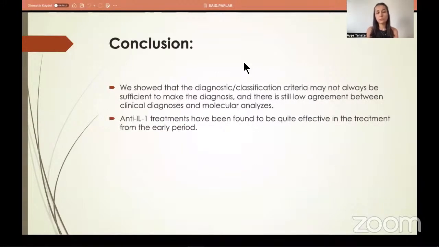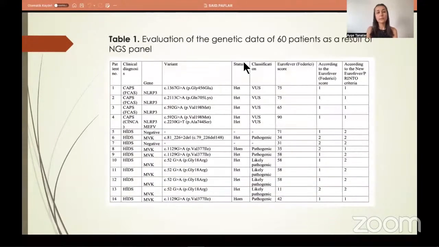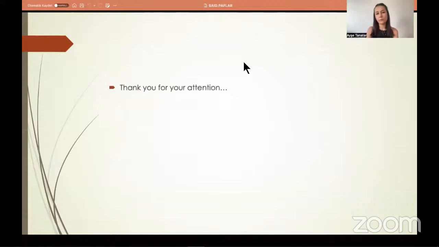In conclusion, we showed that the diagnostic classification criteria may not always be sufficient to make the diagnosis, and there is still low agreement between clinical diagnosis and molecular analysis. Anti-IL-1 treatments have been found to be quite effective in the treatment from the early period. The evaluation of the genetic data, 60 patients as a result of a next generation sequencing panel, are shown in table 1. Thank you for your attention.